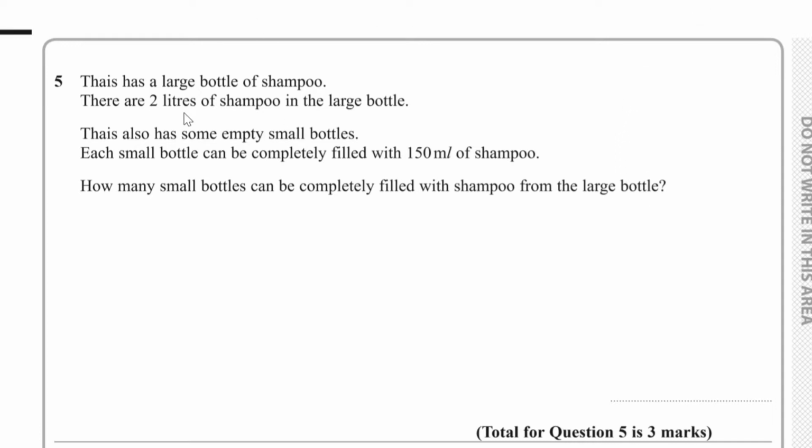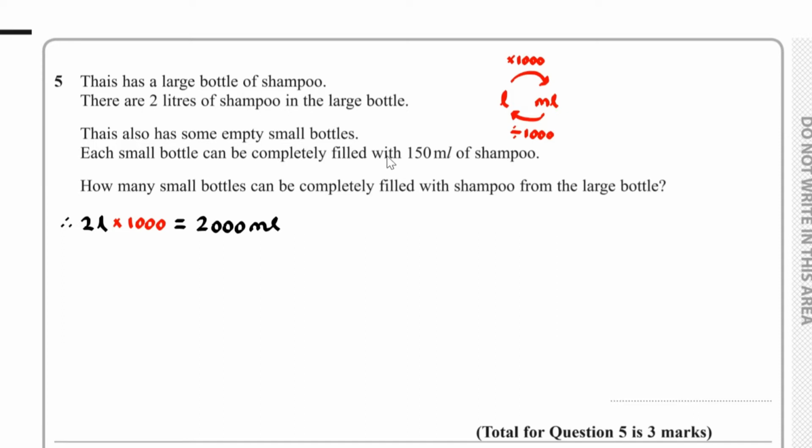Well, first of all, we've got liters and we've got milliliters. To go from liters to milliliters, we would have to multiply by 1000, and milliliters to liters, we would have to divide by 1000. And therefore, 2 liters, if I multiply that by 1000, we get 2000 milliliters. So 2 liters times 1000 gives 2000 milliliters.